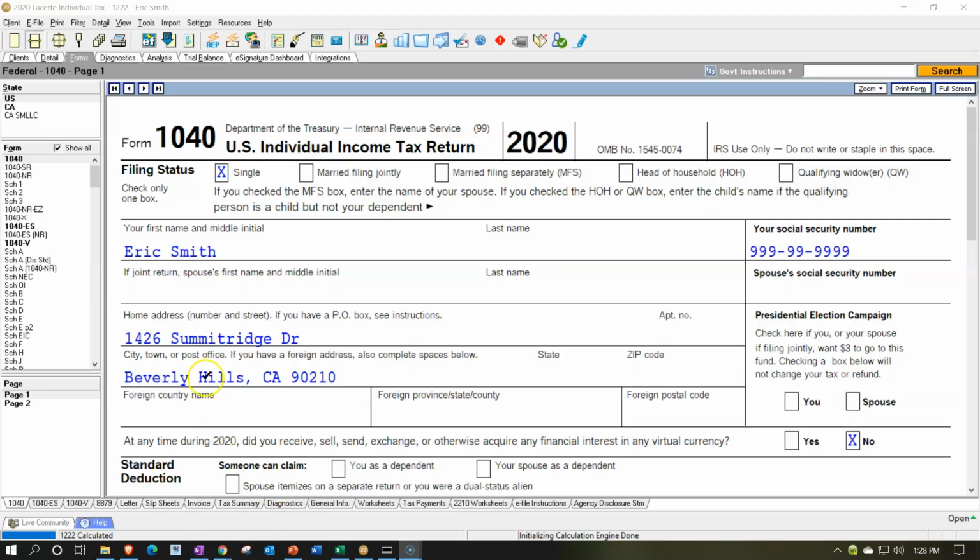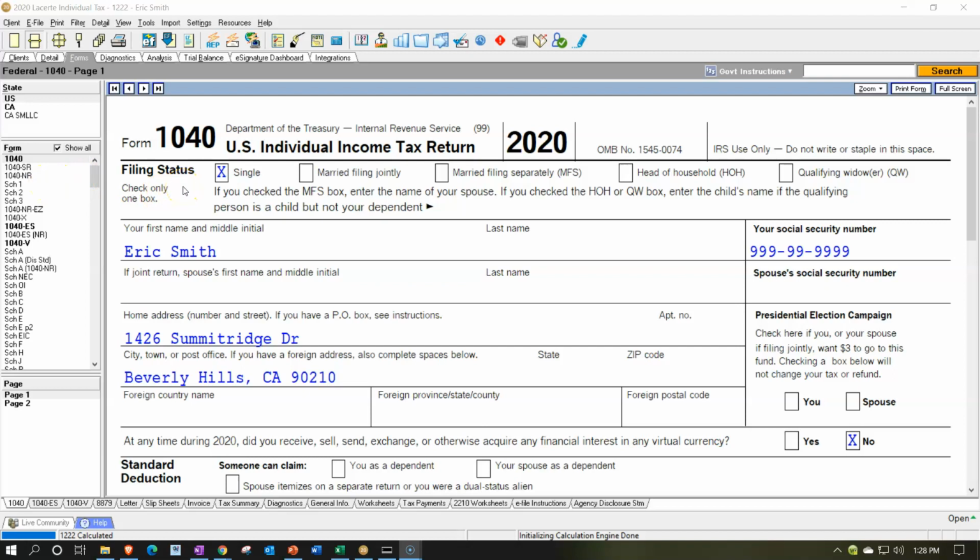Here we are in our Lacerte tax software. You don't need the Lacerte tax software in order to follow along, although I do think they have a 30-day free trial, so you might want to take a look at it if you can get access to it in order to be practicing with. It's a nice tool to be practicing with. We, however, are going to be focusing in here on the Form 1040 and related schedule, that being Schedule 1.